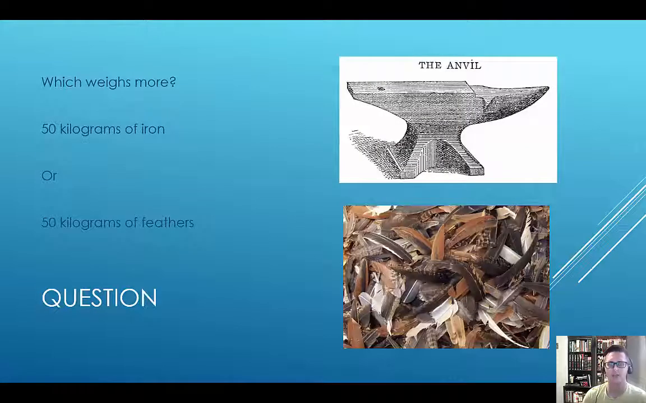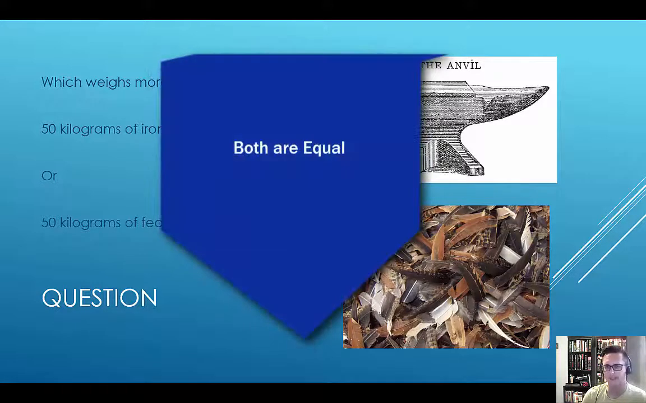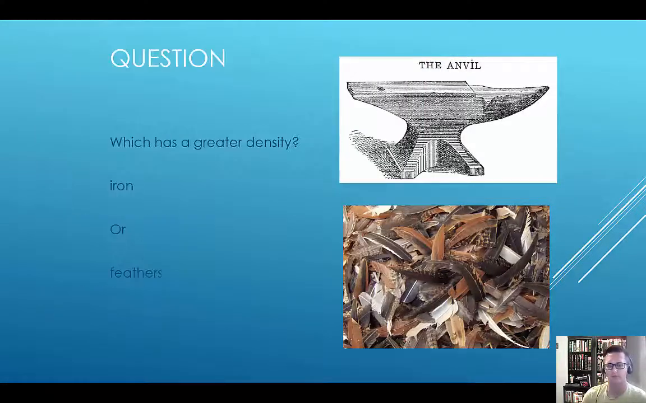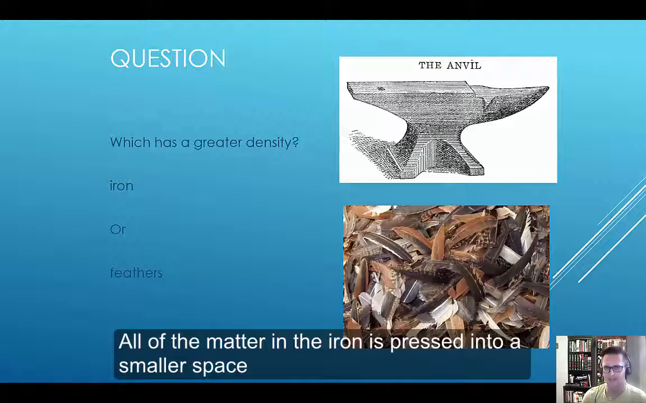Which leads us to the question of what weighs more. 50 kilograms of iron or 50 kilograms of feathers. If you said that they are equal, they both weigh the same, you would be correct. However, if we go to the question of density, which has a greater density, the iron or the feathers? If you said the iron, you'd be correct. The weight of the iron is compact into a small object, while the feathers are big and spread out. The density is much greater, more matter in a smaller space.